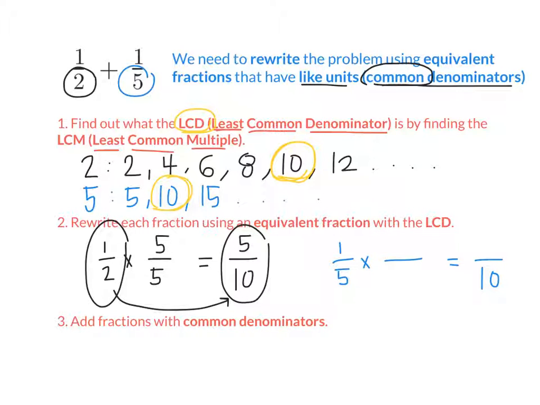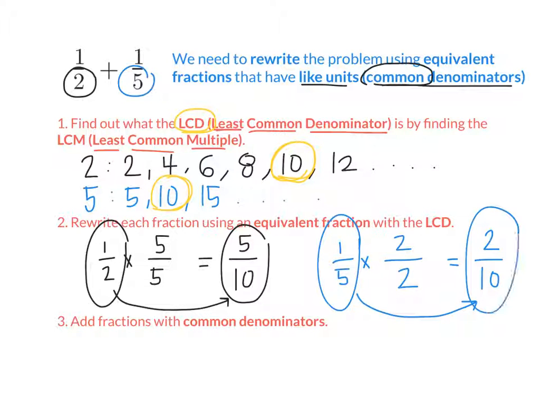Let's try that with 1/5. We also want the denominator to become 10. What do I have to multiply 5 by to get to 10? Everyone? 2. So what version of 1 should we multiply this fraction by? 2 over 2. So 1/5 is equivalent to how many tenths? 2 tenths. Very good. So now we know that 1/5 is equivalent to 2 tenths.